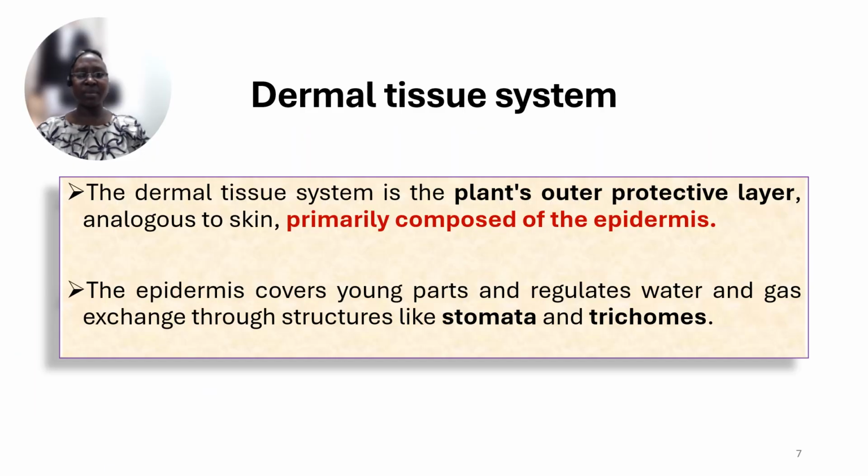Now, the dermal tissue system is the plant's outer protective layer, which is analogous to the human skin, primarily composed of the epidermis. So the dermal tissue system is the very outer part of the plant. And the main part of the dermal tissue system is the epidermis. And the epidermis covers young plants and regulates water and gaseous exchange through stomata and trichomes. These two are going to be discussed in separate sections, separate parts, maybe part 2, part 3, and many other parts as we go.